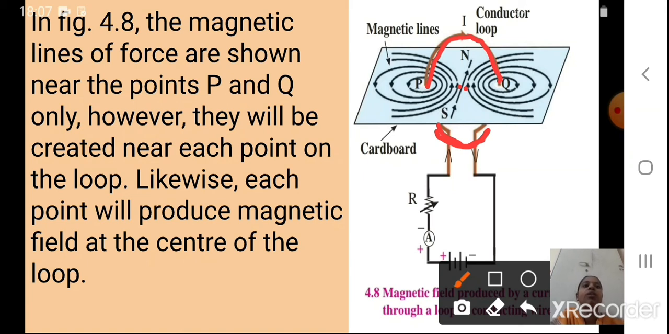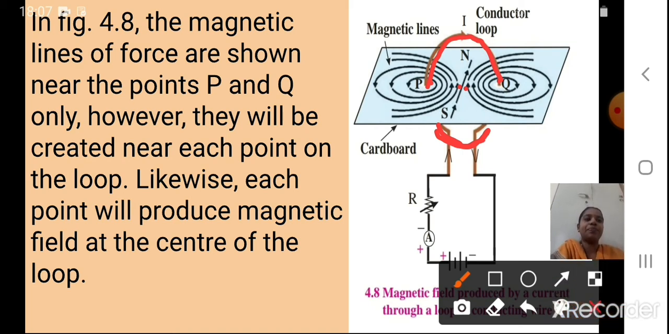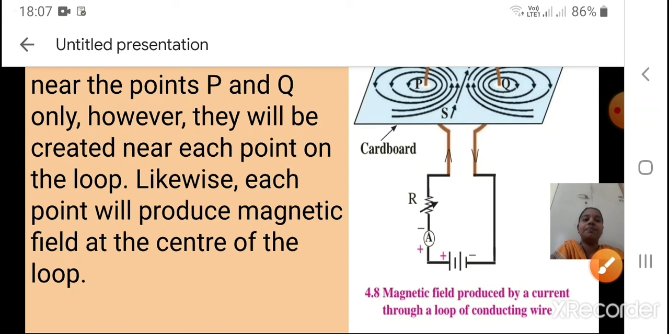From there you can see that the concentric circles start at the end points P and Q. Here the magnetic lines of force are shown near points P and Q only, as you can see in the diagram. But they will be created near each point on the loop. On the loop, at each point, a magnetic field is produced. Okay students, did you understand this?